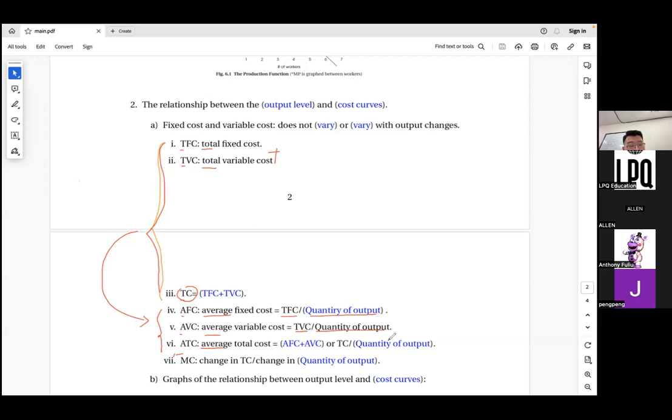For ATC, you have two different ways to calculate it, like a total cost per unit. You either add up AFC and AVC together, or you can do total cost divided by quantity of output.